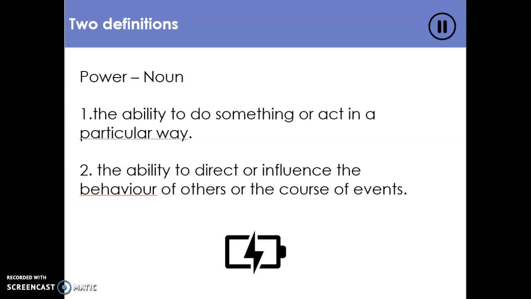The second one: the ability to direct or influence the behaviour of others or the course of events, is in many ways a bit more interesting for Macbeth, I think. And thinking about power in terms of which characters influence others, which characters influence what happens in the play, is when we can really get into the nitty-gritty of Macbeth.